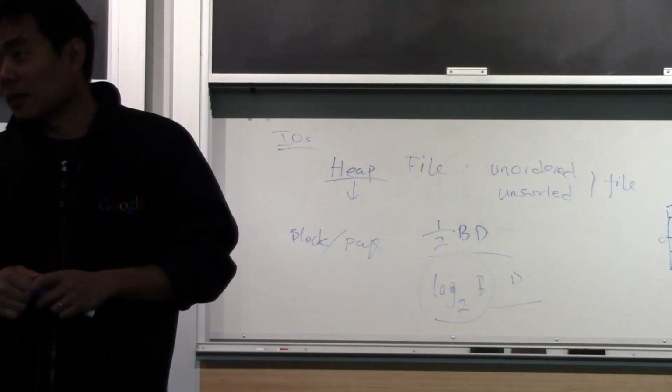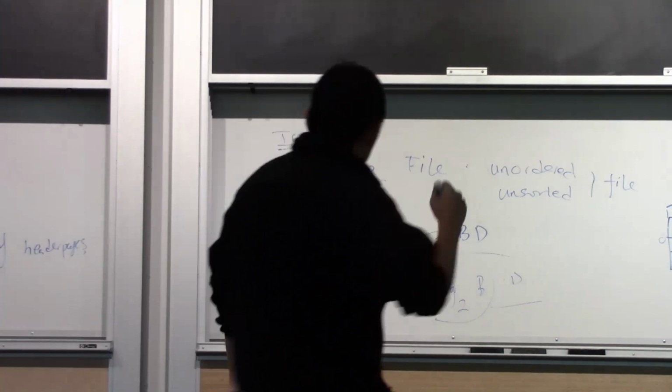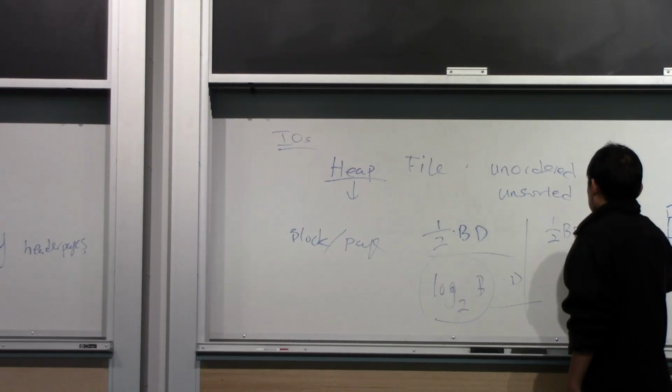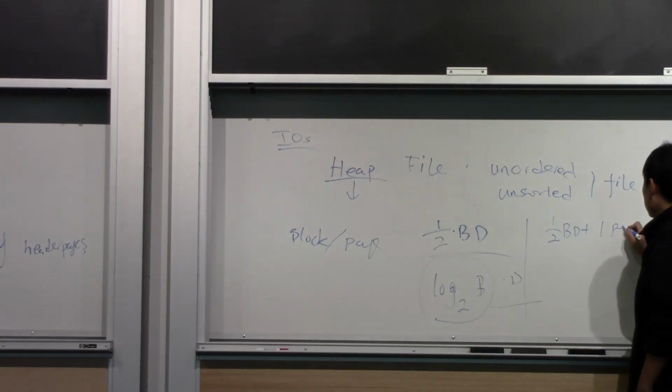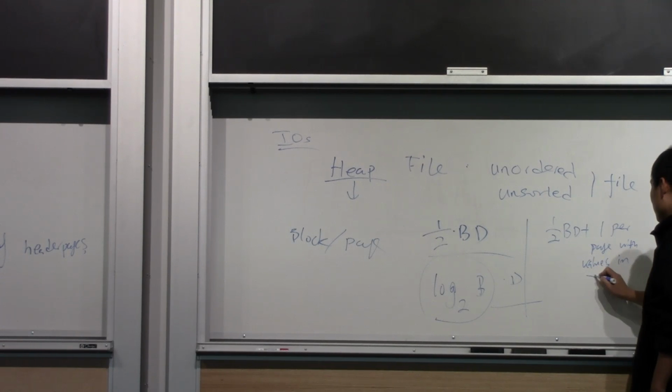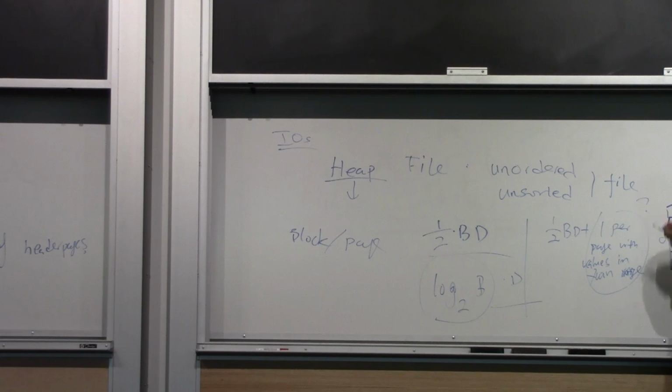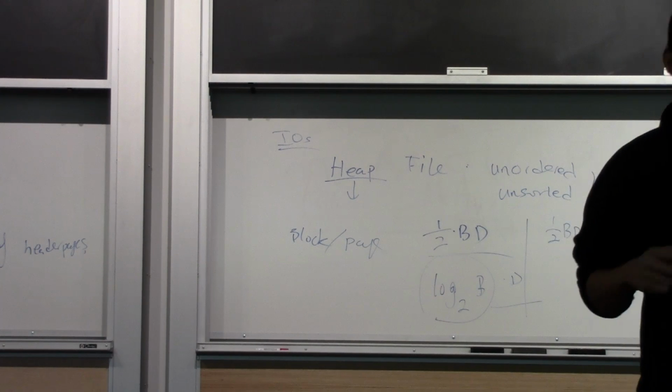I guess it's going to be half B plus the range elements, 1 IO per range element. Plus 1 per page with values in your range, right? That's something you're trying to say? Yeah. Okay? But how do you do this? That's the question. How do you find out those values in the range?